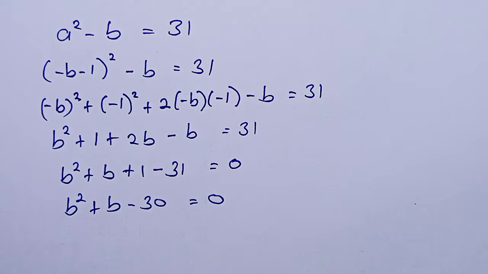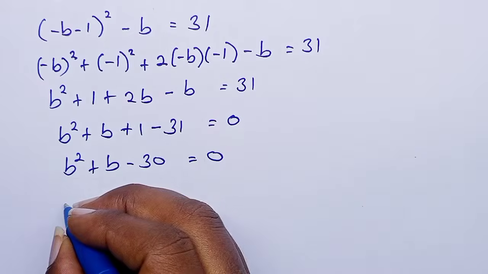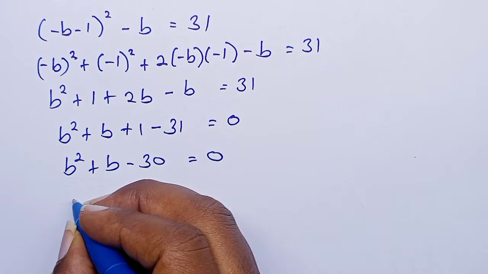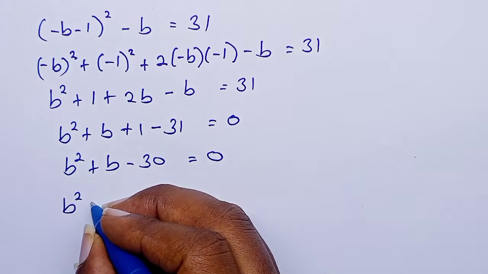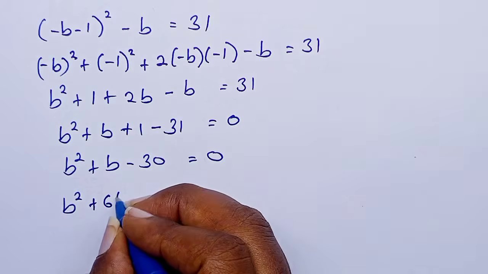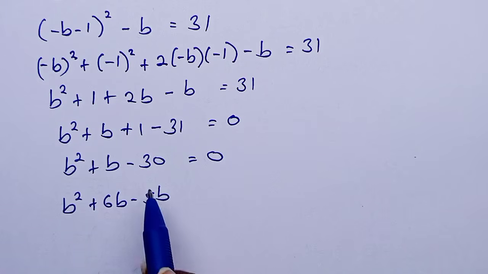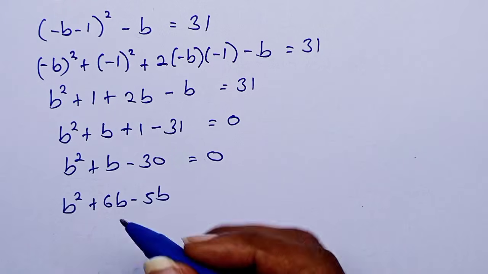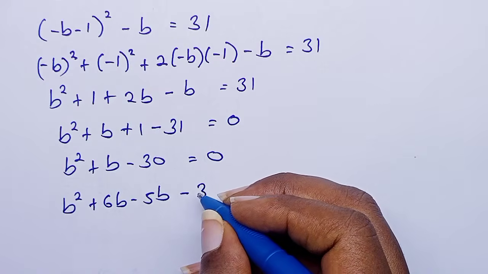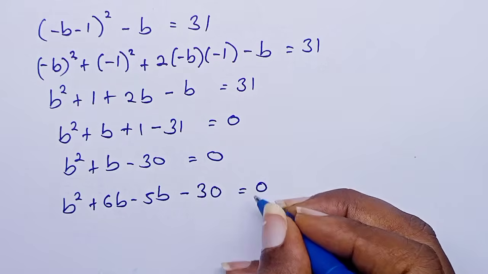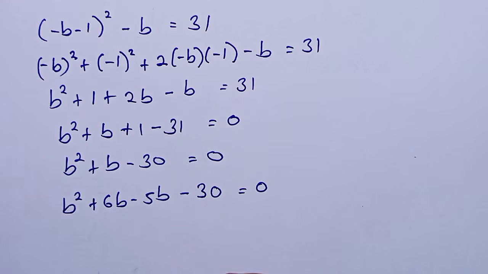As you can see, we come up with another quadratic equation, and we're going to solve this one by grouping. So we shall have b squared plus, now b is the same as 6b minus 5b, because when you multiply positive 6 times negative 5, you come up with negative 30. So minus 30, this is equals to 0.